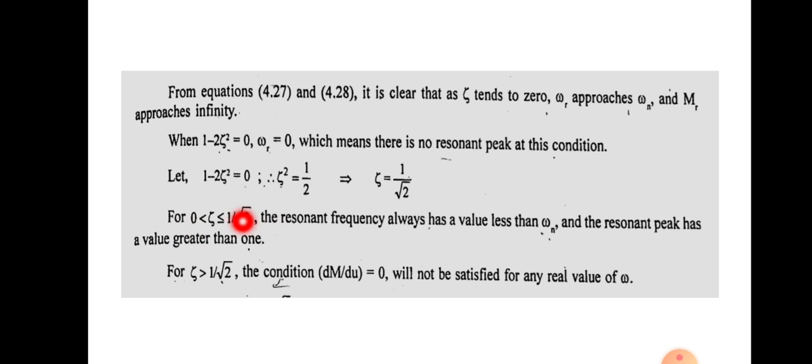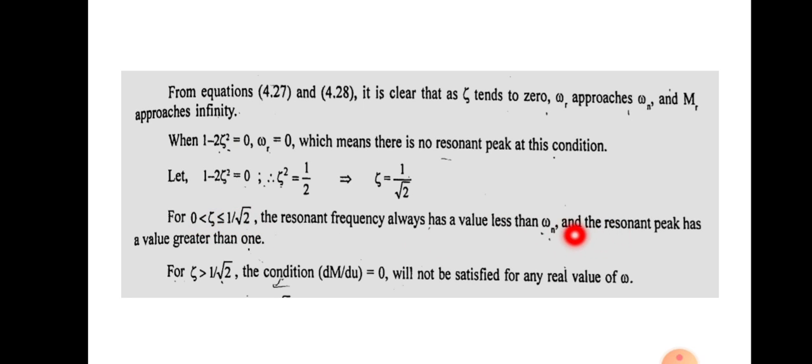So we can say that for the range of values between 0 and 1 by root 2, where 1 by root 2 equals 0.707, the resonant frequency always has a value less than omega n. For one end of this range the resonant frequency equals 0, and for the other end the resonant frequency equals omega n. So between this range the resonant frequency is less than omega n.